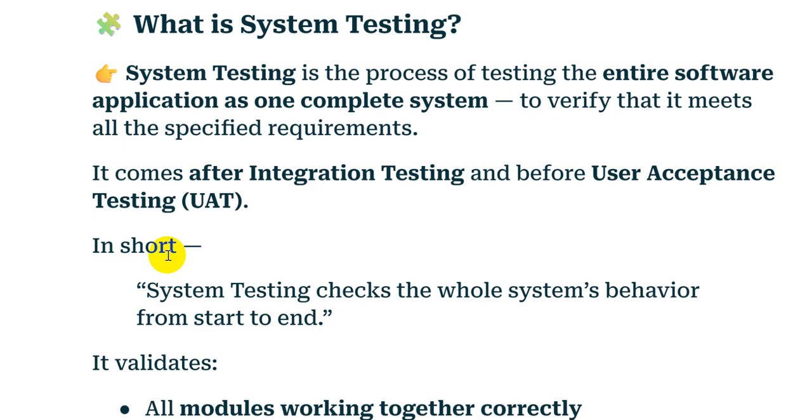System testing is the process of testing where we test the entire software application as one complete system. Take an example of an e-commerce application, for example, Amazon. In the Amazon application, we have login functionality, a home page, search functionality, add product functionality, payment functionality, and after that we get some confirmation message or email or SMS. These are the different modules or functions we have.